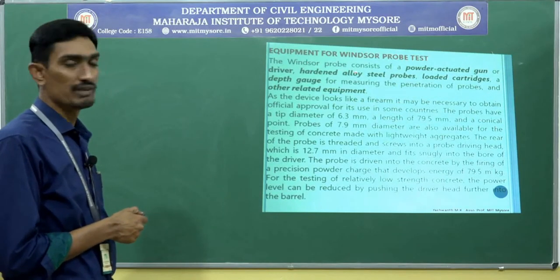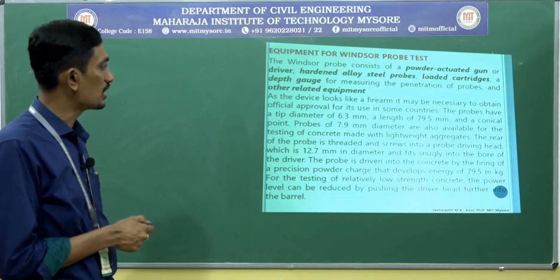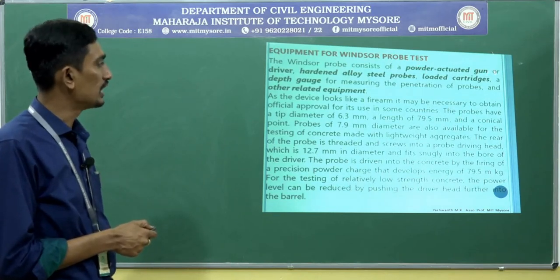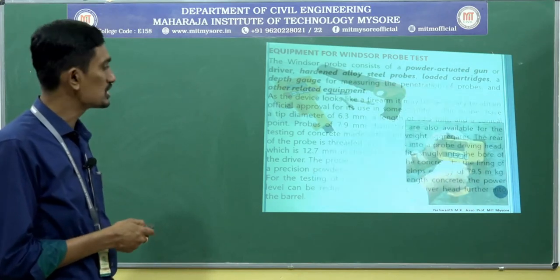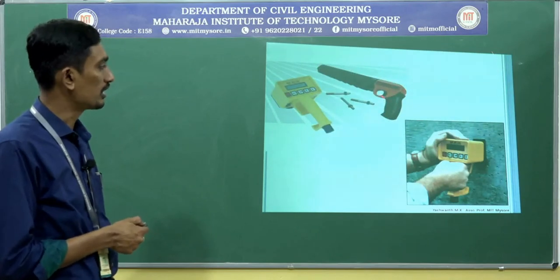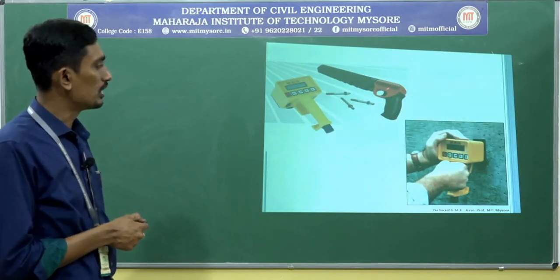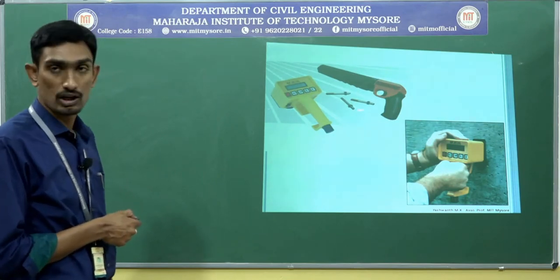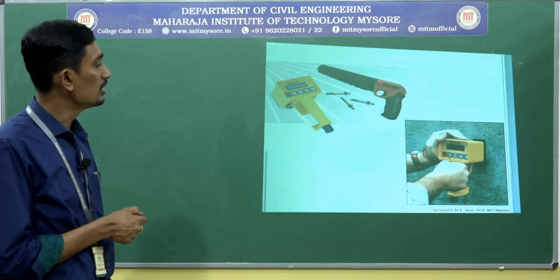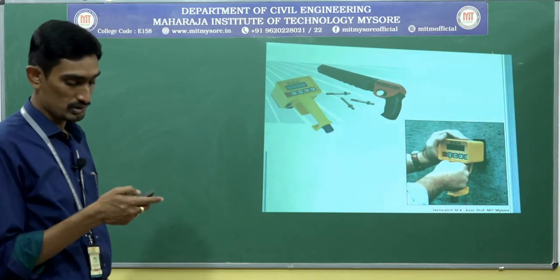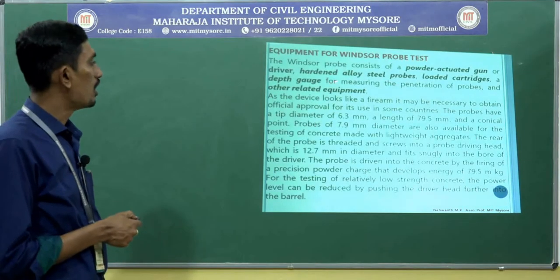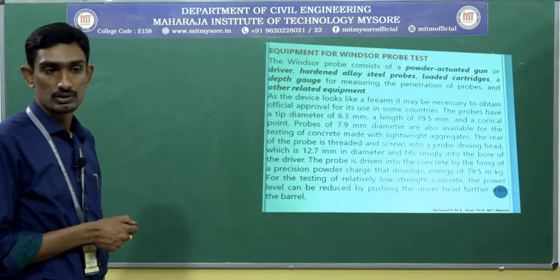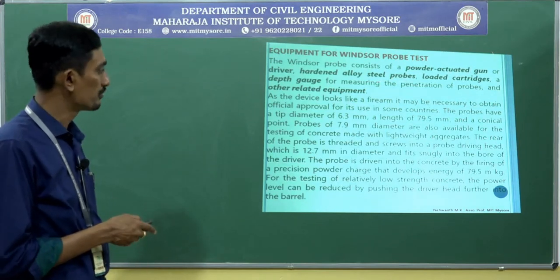The equipment used in Windsor probe or penetration resistance testing are a powder actuated gun or a driver. So, this is a powder actuated gun or a driver. This is one technique or piece of equipment, and we can also use this particular equipment. You can use a powder gun or you can use a driver. Both you can use. Okay. Next, hardened alloy steel probes.